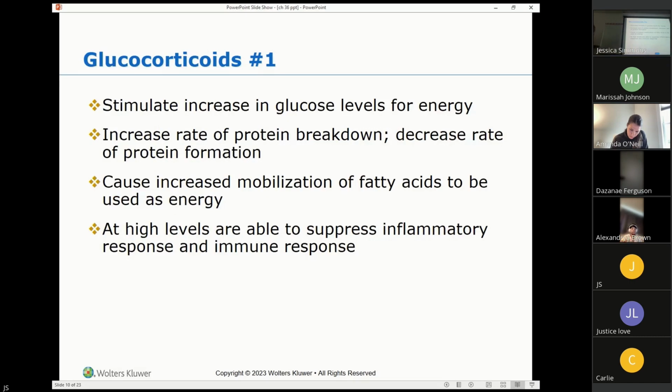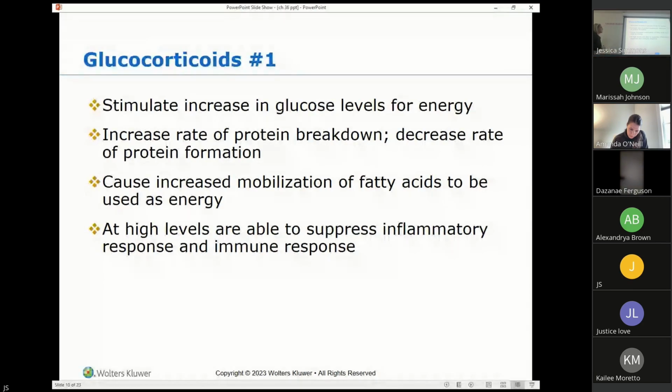So glucocorticoids stimulate an increase in glucose levels for energy. At this point, you should know that when you have an increase in steroid use in your patients, their glucose is going to be higher. They're going to need more insulin if they're diabetic, because the regular insulin that they're taking isn't going to cover their increase in glucose. Okay, so that's an important concept that I want you to know.